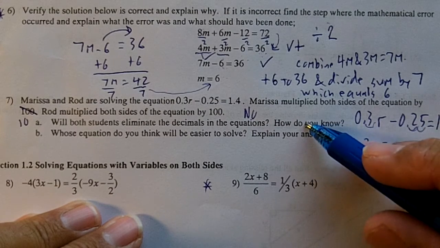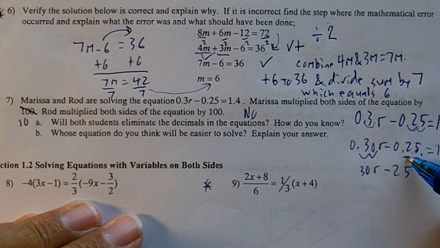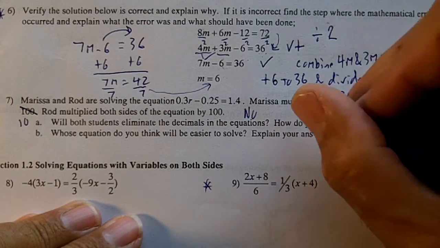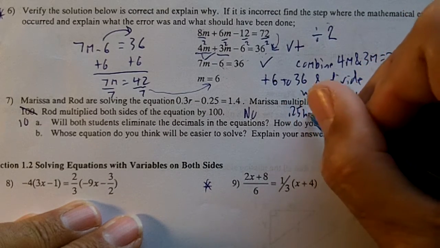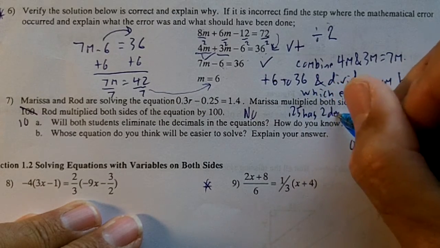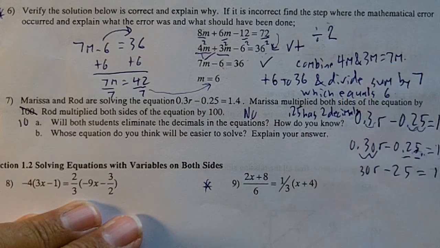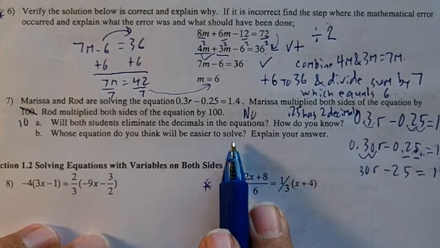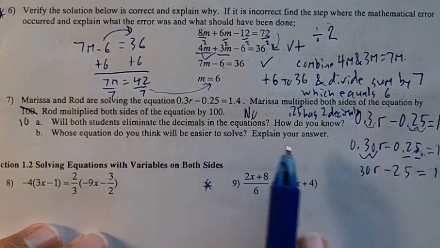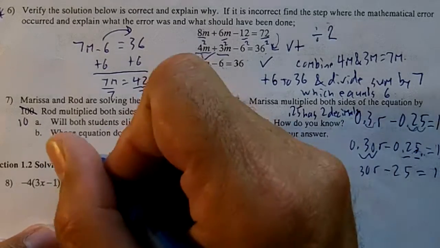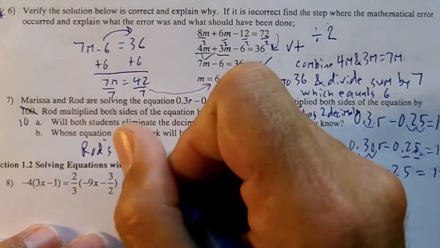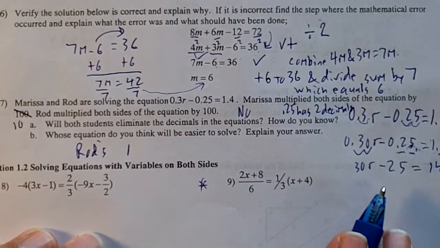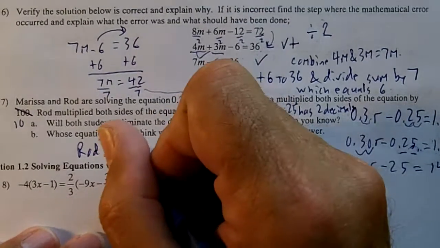Okay, so how do we know? The 0.25 has 2 decimal spots, so it has to be moved twice. That's why multiplying by 10 won't eliminate the decimals. Whose equation do you think will be easier to solve? Rob will not have any decimals, will he? So Rob's would be easier to solve. And that's the reason why, it's all integers, right? There's no decimals.